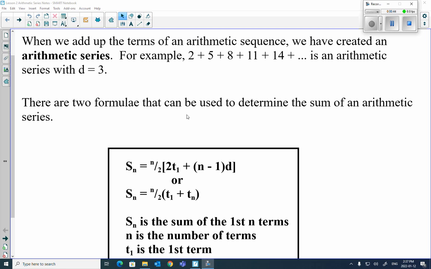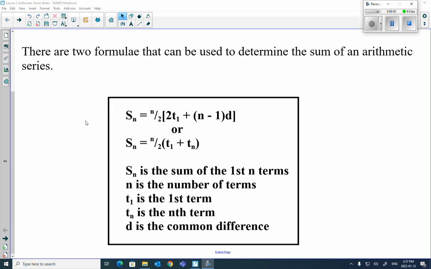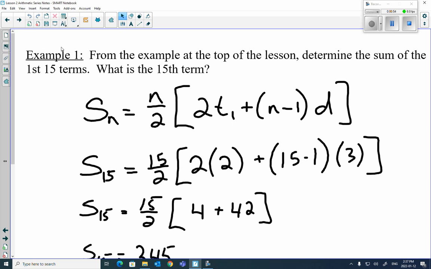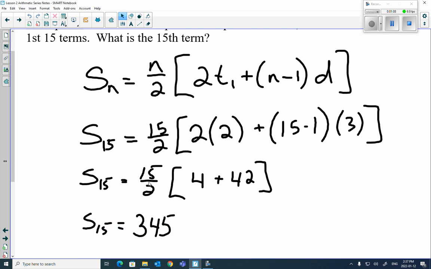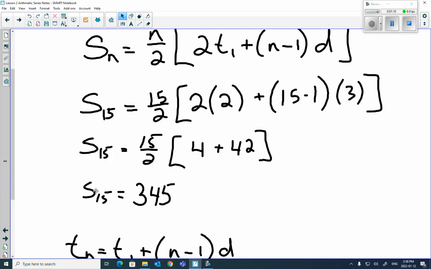Okay, so what we're going to do is this example up here, the 2, 5, 8, 11, 14. We see it has a common difference of 3. Let's go to the second page and do this example. From that one, what is the sum of the first 15 terms? So we know n is 15, the first term is 2, the common difference is 3, right? We just plug it into the formula. S of 15 is what we're looking for, and we find the sum of the first 15 terms is 345.